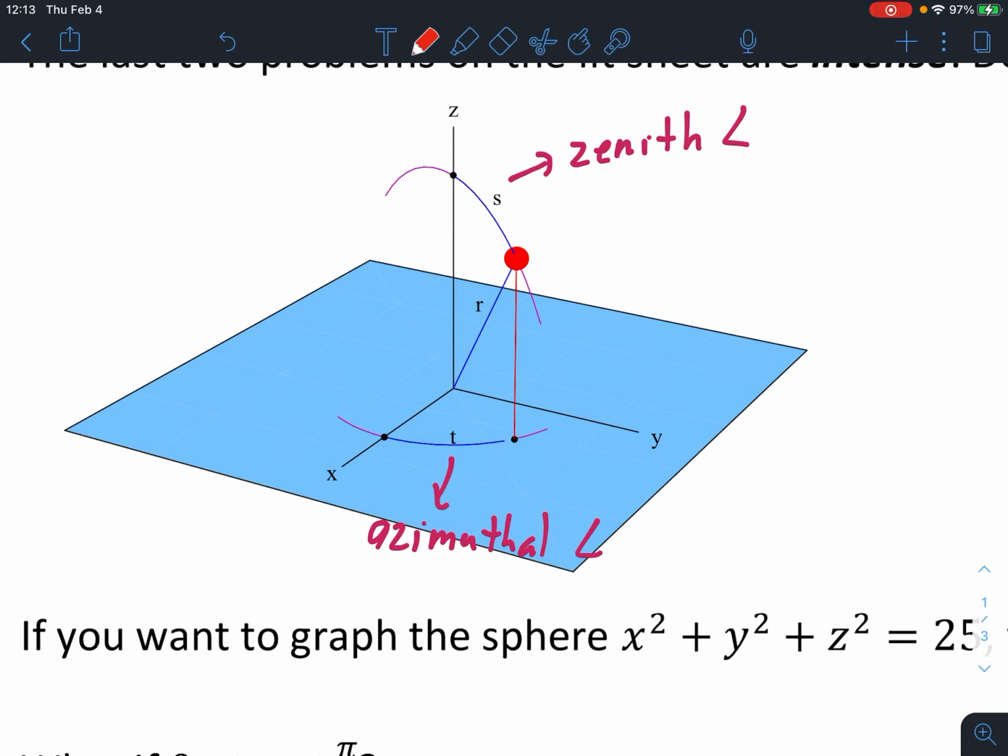You can see here you have an R, an S, and a T. R represents the distance from the origin 0, 0, 0 to the point in XYZ space. S, we call that your zenith angle, but basically it's the angle between the positive z-axis and the line that represents R. And then T, which is called the azimuthal angle, is just the angle that represents the space between the positive x-axis and the vertical line from the point down to the xy plane.